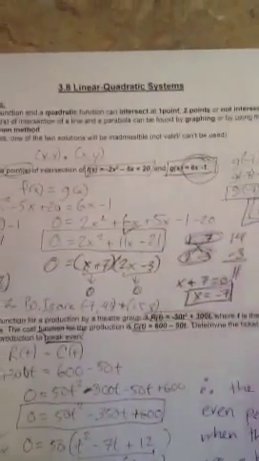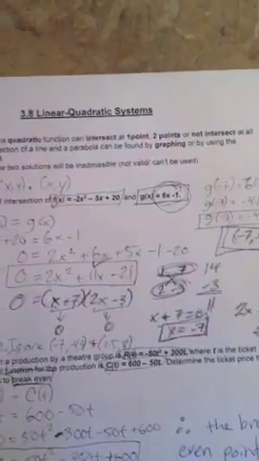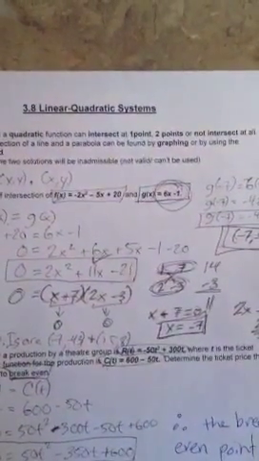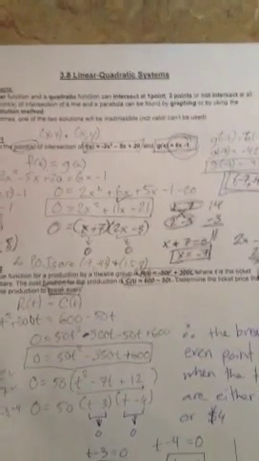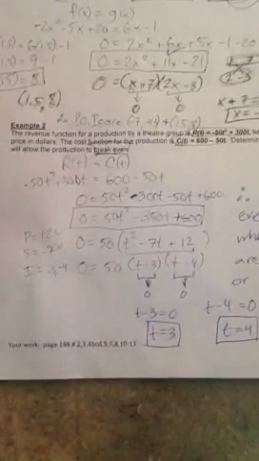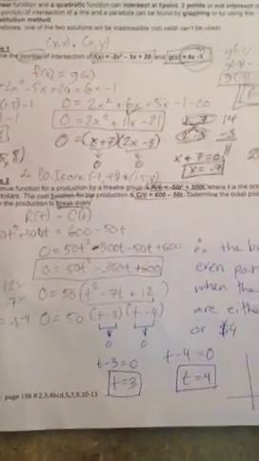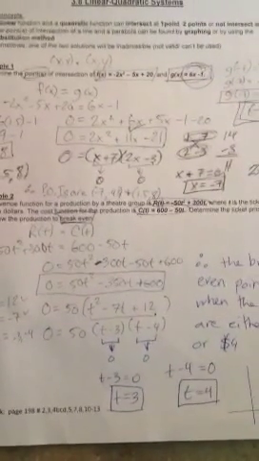However, also sometimes one of the solutions is not admissible, and that's when we're dealing with a real-life situation. So that's pretty much it for linear quadratic systems. And if you complete your homework there, you'll notice that you're always going to make one function equal the other function so that you know exactly where they intersect.